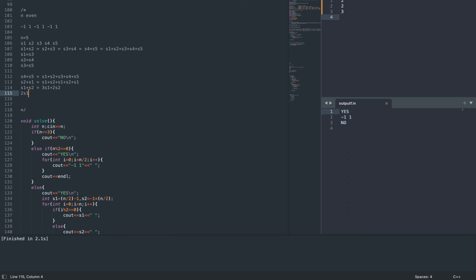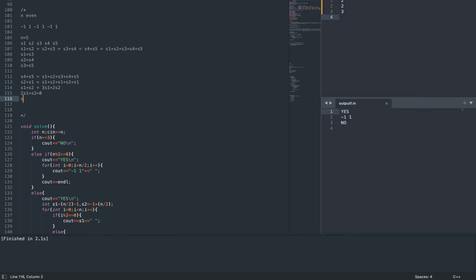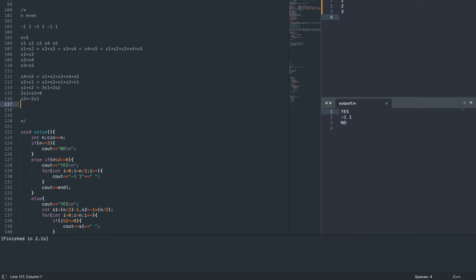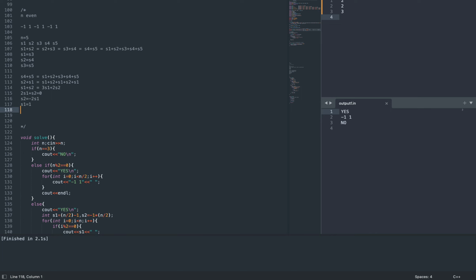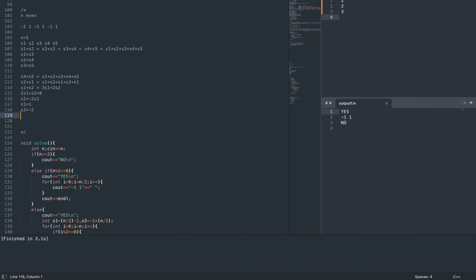2s1 plus s2 is equal to 0. So s2 is equal to minus 2 s1. So we generalize here the formula. Similarly, let's say s1 is equal to 1, then s2 becomes what? s2 becomes minus 2.